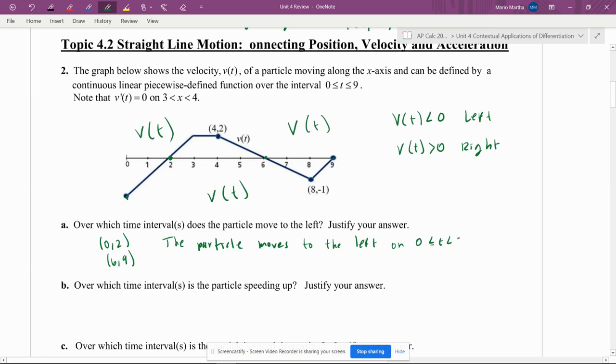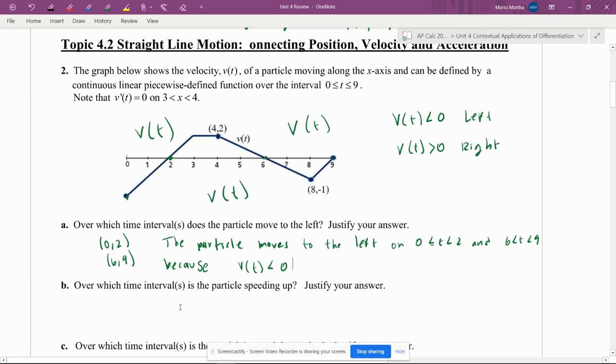So t less than 2 and 6 less than t less than 9, because v of t is less than 0, right? Meaning it's negative. So that's pretty much your explanation right there.